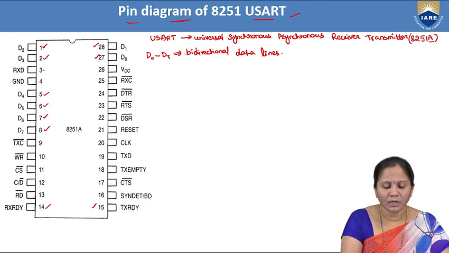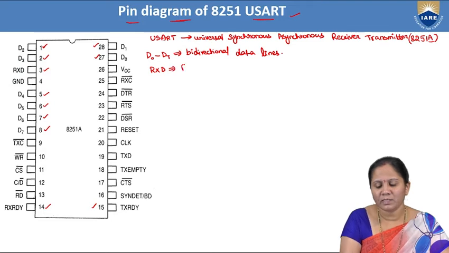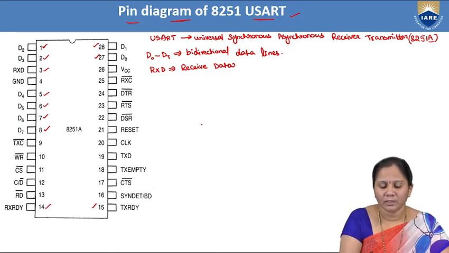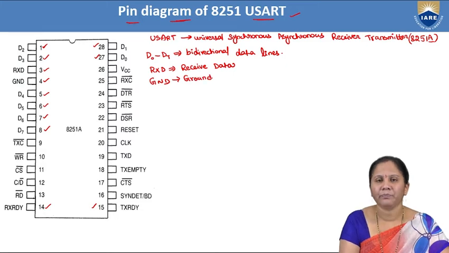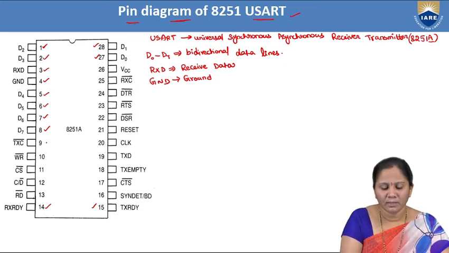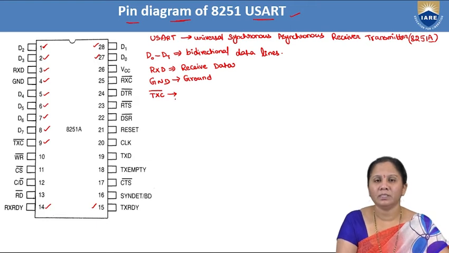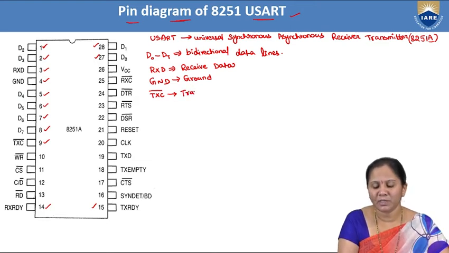The next one is RxD. Here RxD represents receive data. The next signal is GND, the fourth pin. This GND represents ground. And next is TXC, which has a bar represented on the top. This TXC represents transmitter clock.